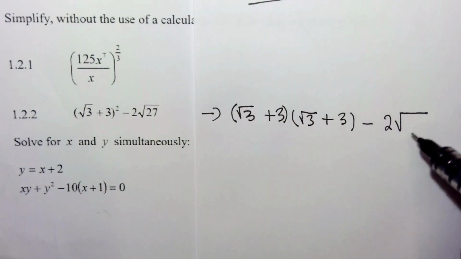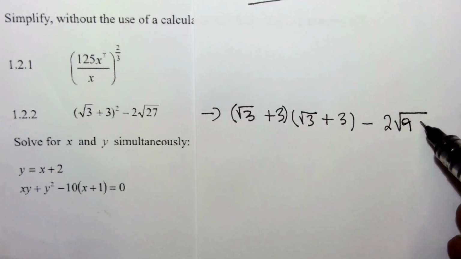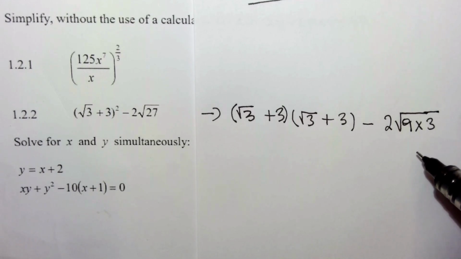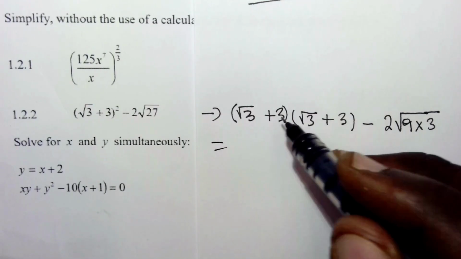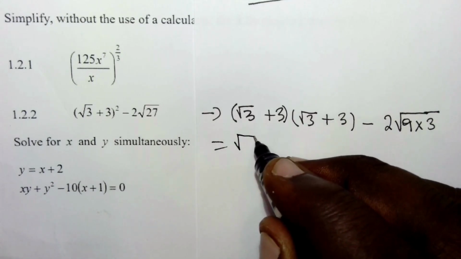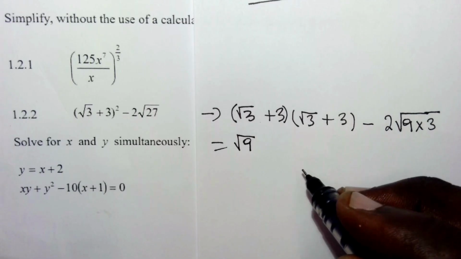So here, don't put 27. Just look for the factors of 27 that will make sure that one of those numbers is going to be a perfect square. So you need to fix this. Remember, root times root. This one, I don't want to rush it. It's going to be this because 3 times 3 is 9 inside.